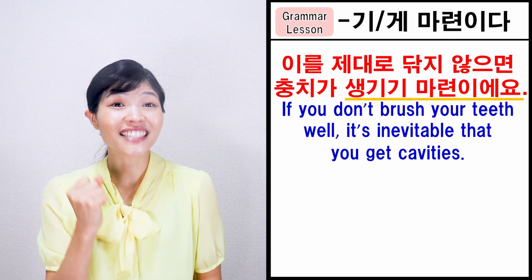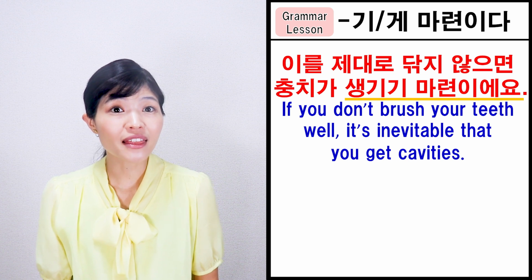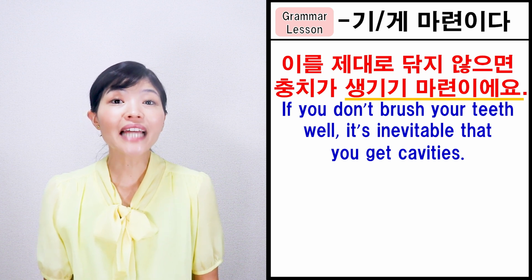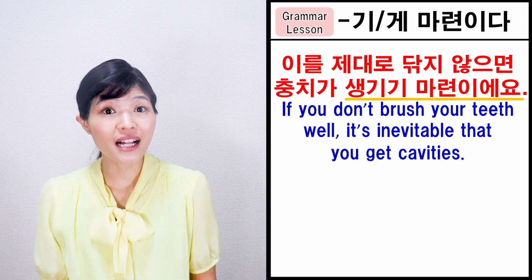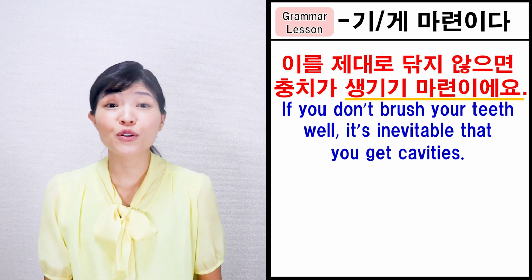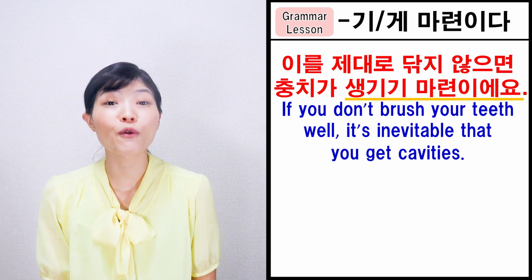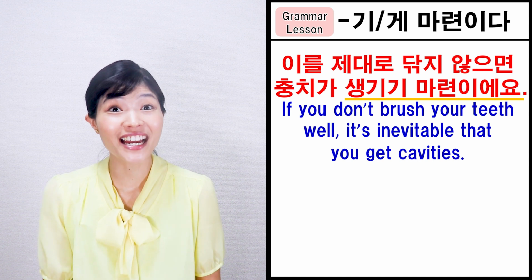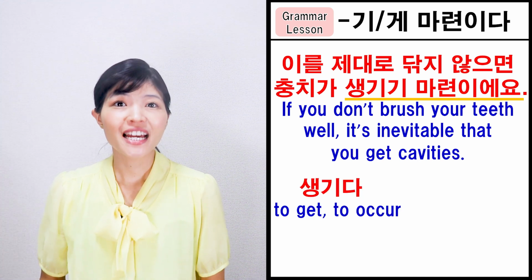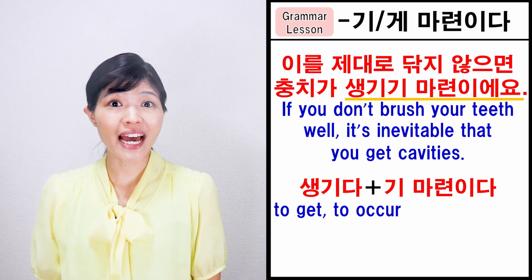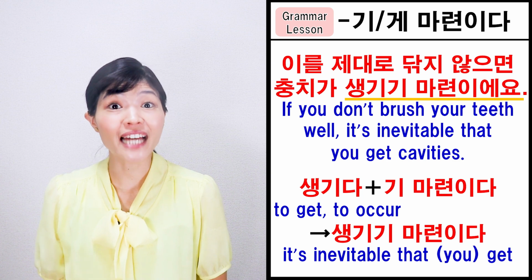Let's read the next sentence. 이를 제대로 닦지 않으면 충치가 생기기 마련이에요. If you don't brush your teeth well, it's inevitable that you get cavities. Of course, brushing is very important for clean teeth, right? Here, 생기다, to get, to occur, is a verb. And you add 기 마련이다 to make 생기기 마련이다. It's inevitable that you get.